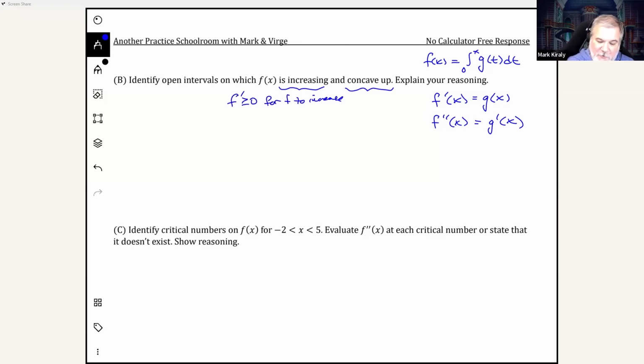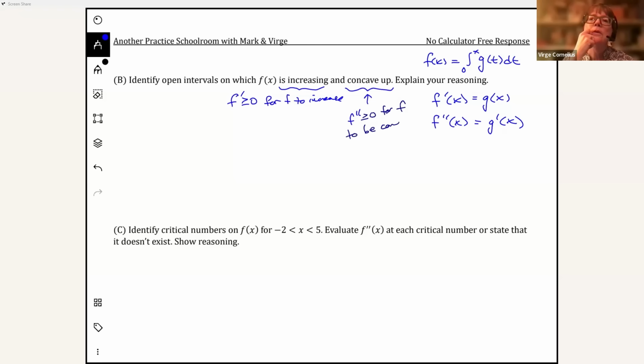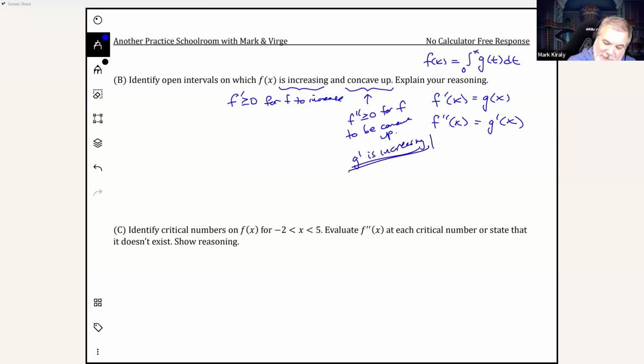So we've got f prime for f to increase, and then for concave, we need that second derivative to be greater than 0. But I like to go back to the fact that we really need g prime to be increasing, since we're looking at a graph of g. Yeah, that's the one.